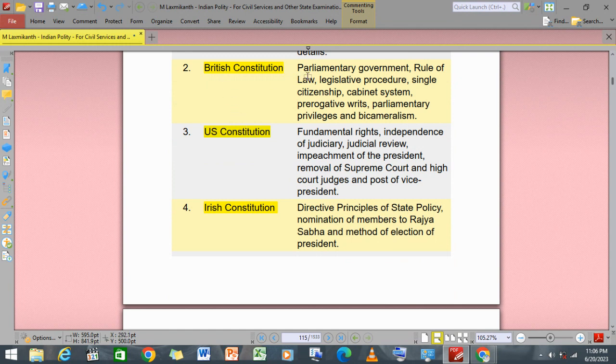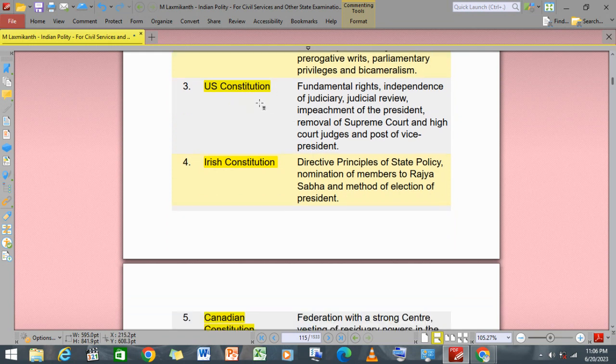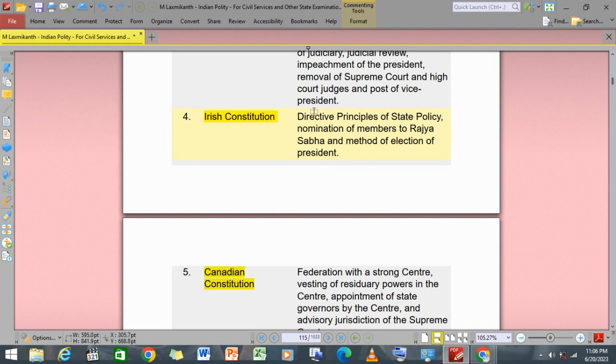Right, we have the British Constitution. We take the parliamentary form of government, the rule of law, legislative procedure, single citizenship, cabinet system, prerogative writs, parliamentary privileges, and bicameralism. From the U.S. Constitution, we have taken fundamental rights, independence of judiciary, judicial review, impeachment of the president, removal of Supreme Court and High Court judges, and post of vice president.